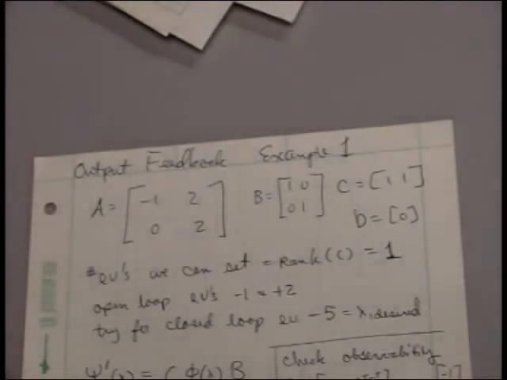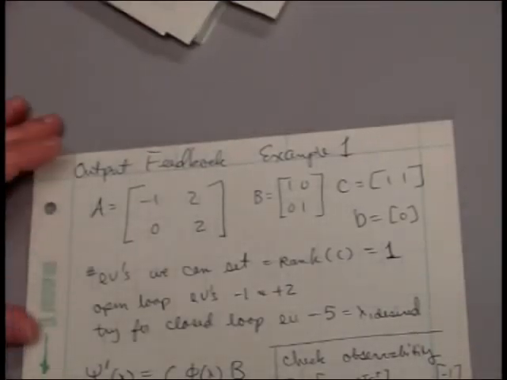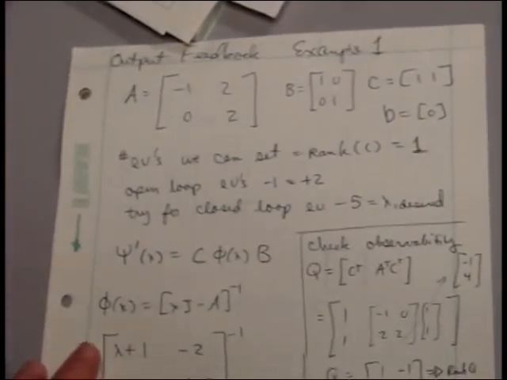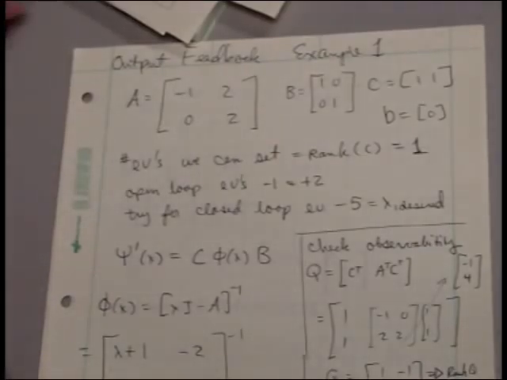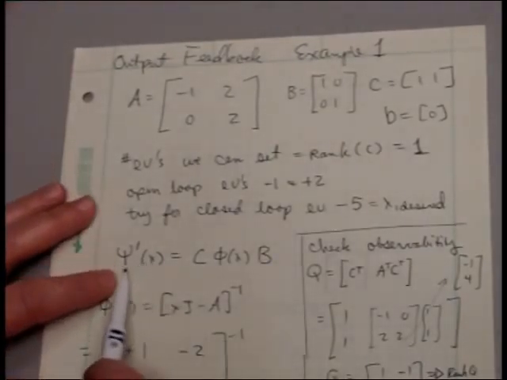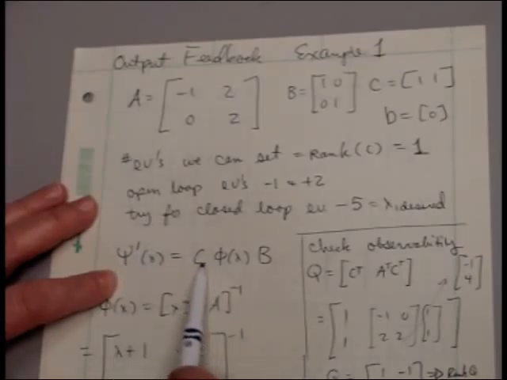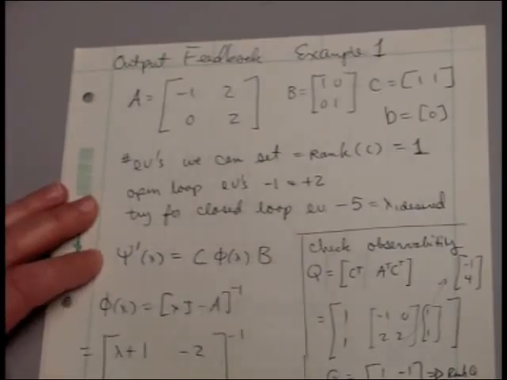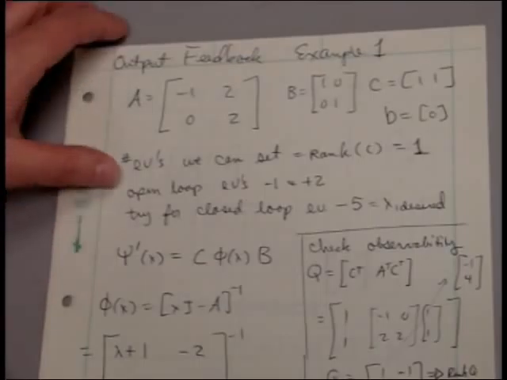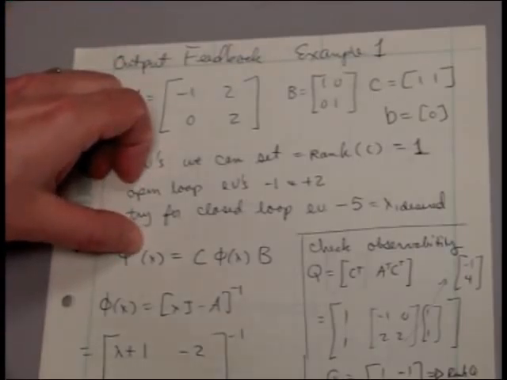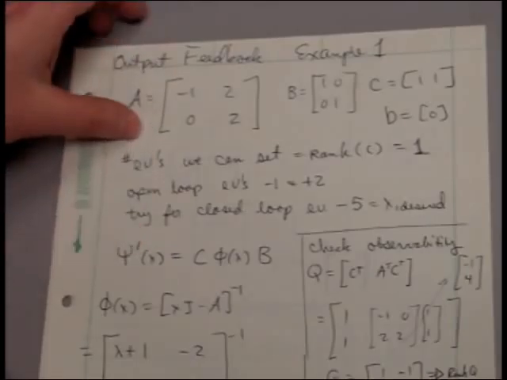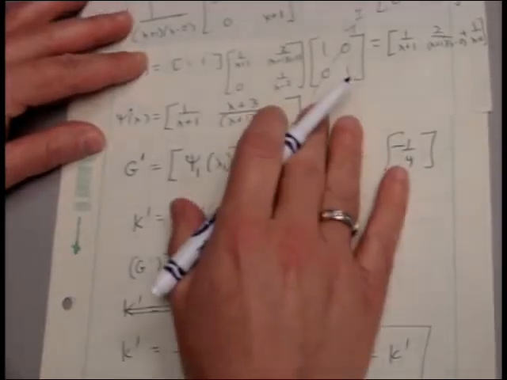Let's look at an output feedback example. Here we have output feedback example 1. And now when we calculate psi prime, we have a C in the calculation, so C phi B. So we have a similar kind of process, but just a little bit different equation for calculating psi prime as opposed to psi. Alright, so we get our psi matrix here, 2 columns, 1 row.